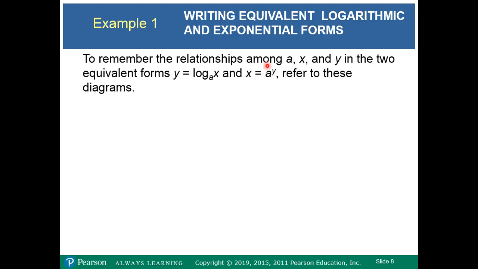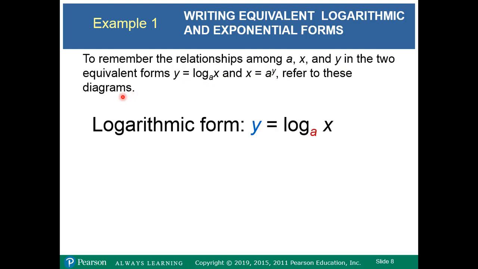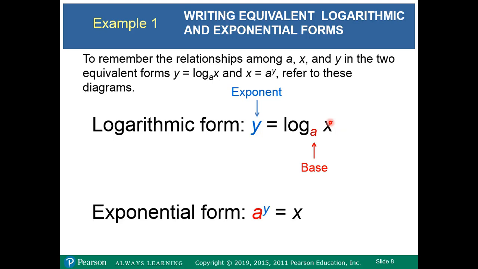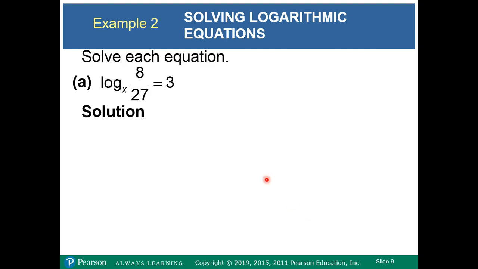To remember the relationship among a, x, and y in the two equivalent forms, refer to these diagrams. Okay? Logarithmic form: y equals log base a of x. So exponent, base. Here in the exponential form, we have a to the y equals x. This is the base, exponent. Okay?